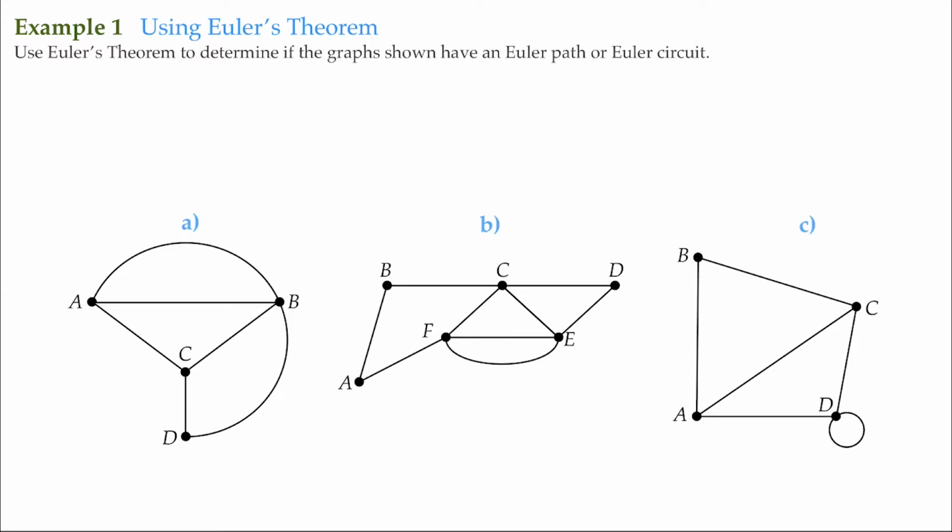So in this example, we are going to be using Euler's theorem, and we have these three graphs here. It says use Euler's theorem to determine if the graphs shown have an Euler path or Euler circuit. So a couple of things to point out.